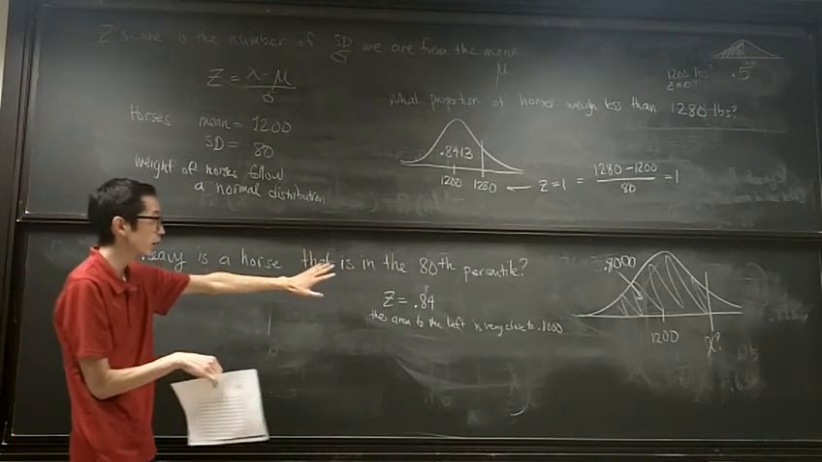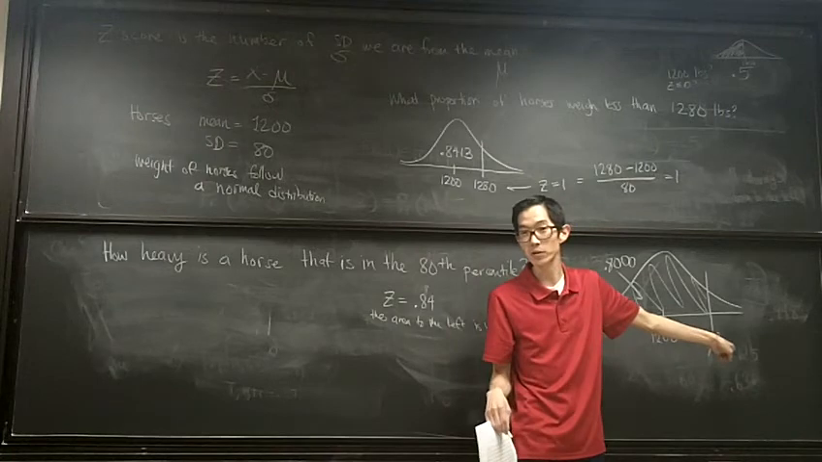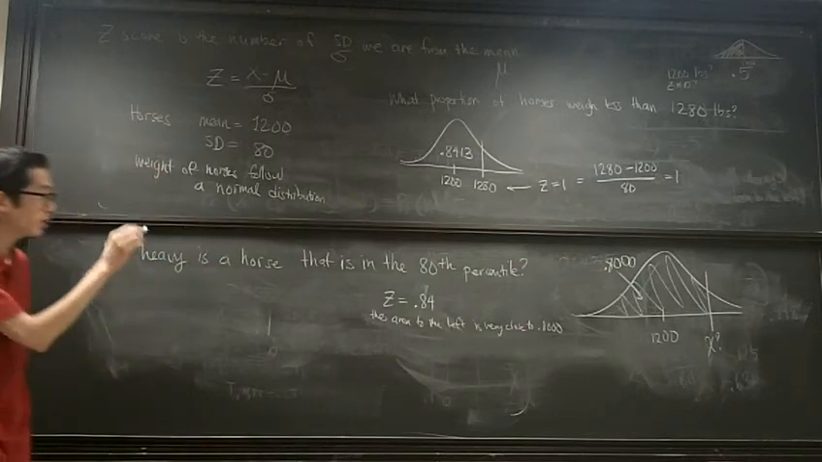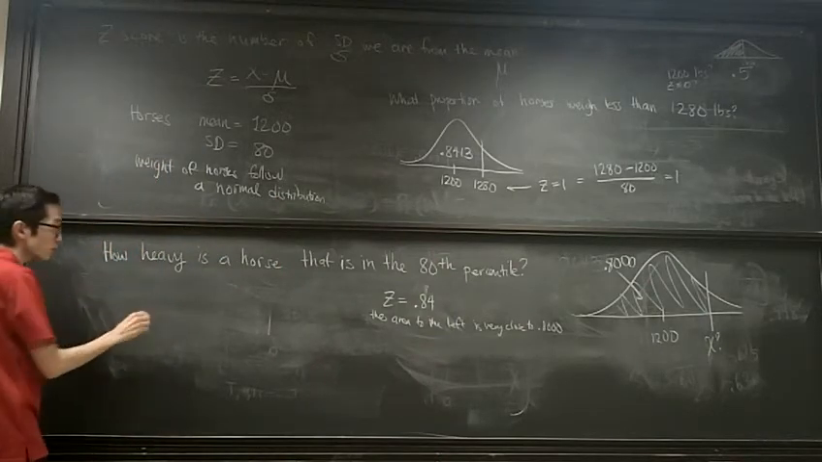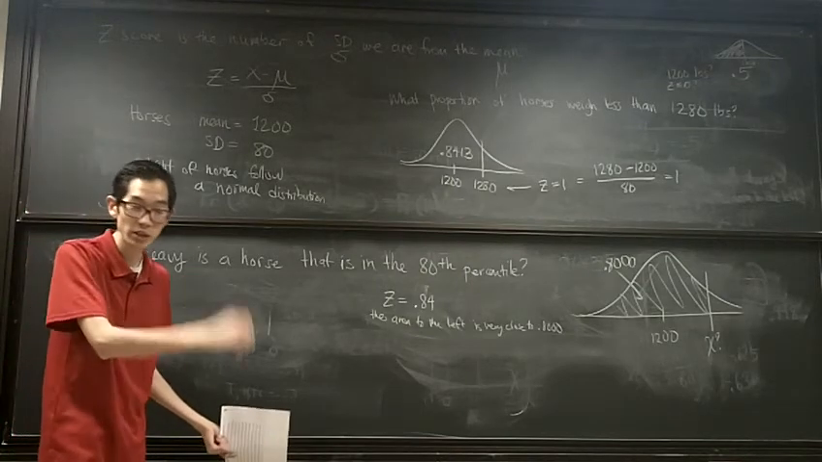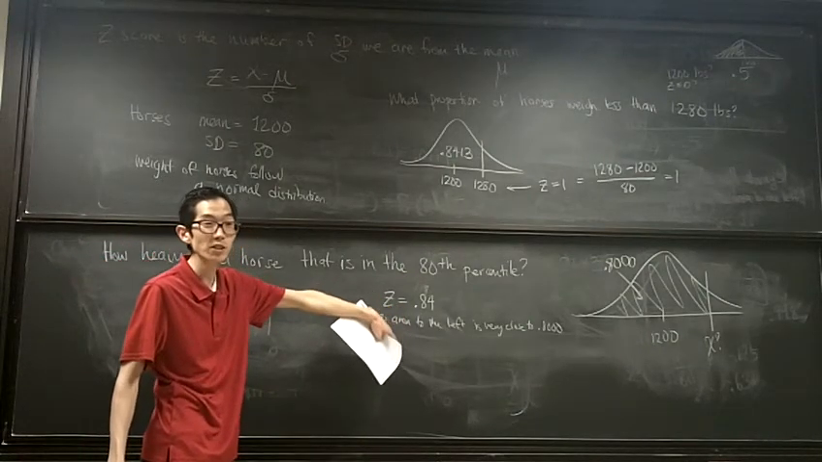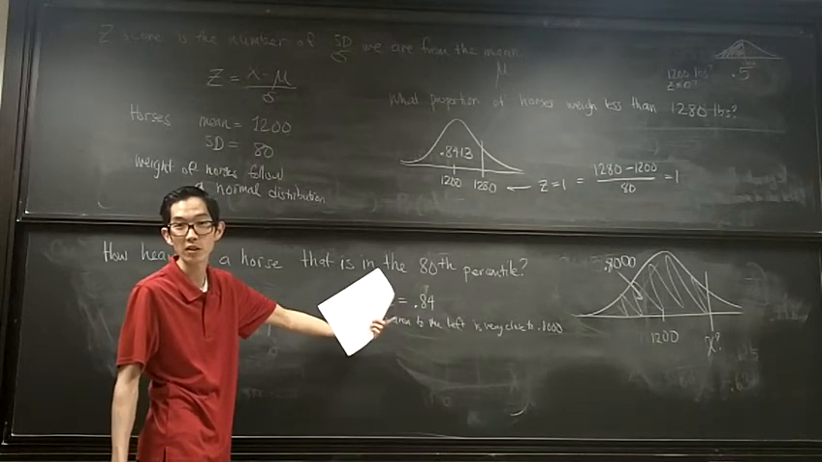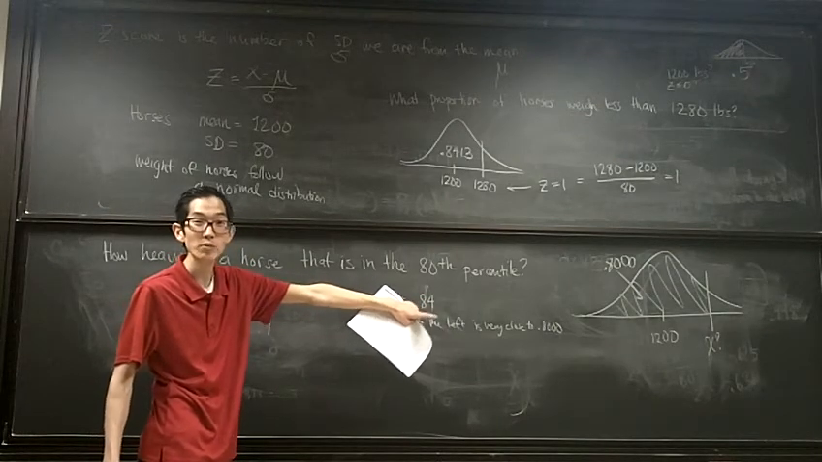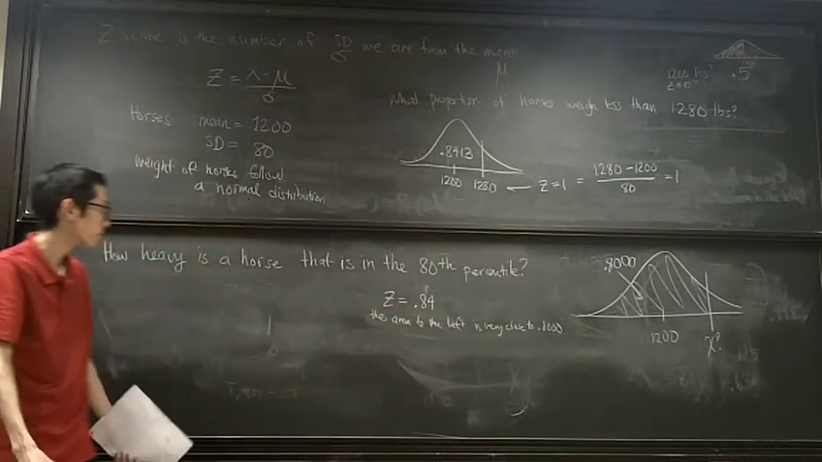So we have a z-score now. How do I turn this z-score into a weight of a horse? Almost, but not quite. What I've got is a z-score, which tells me how many standard deviations we are away from the mean. So this tells me I'm 0.84 standard deviations from the mean. How big is a standard deviation? 80 pounds. So that would put the horse's weight at 1260 something, right? Yeah, 1266.